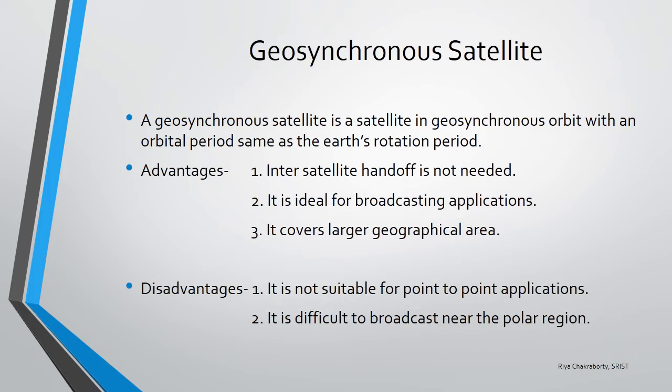Now, what is a geosynchronous satellite? A geosynchronous satellite is a satellite in geosynchronous orbit with an orbital period the same as the earth's rotation period. Remember it, orbital period same as the earth's rotation period. There are some advantages. Number 1, inter-satellite handoff is not needed. Number 2, it is ideal for broadcasting applications. And number 3, it covers a larger geographical area.